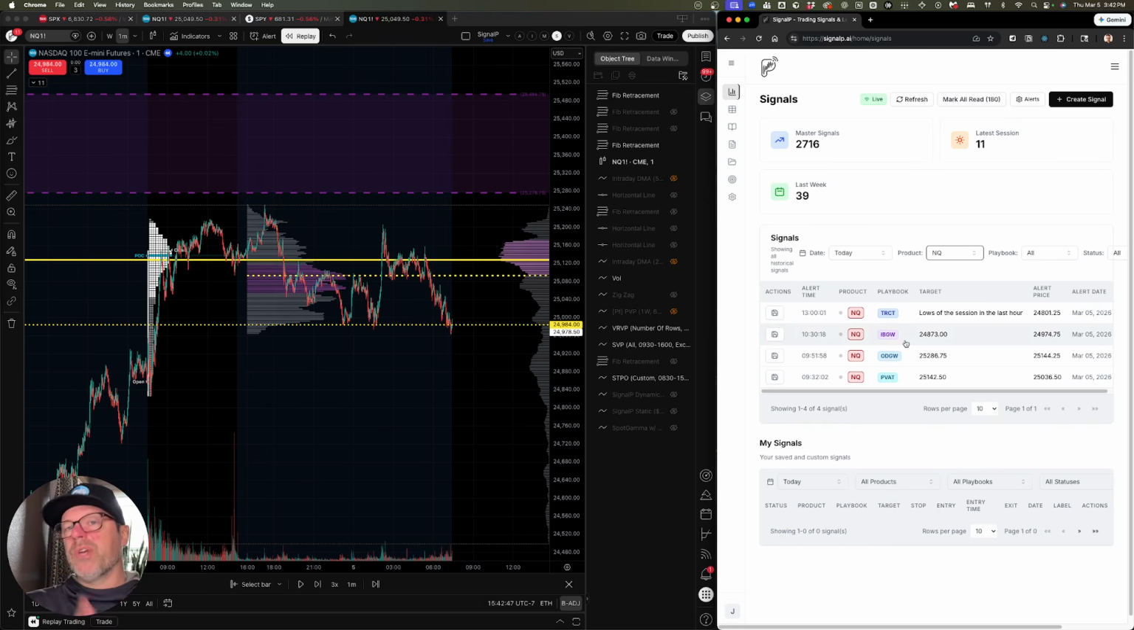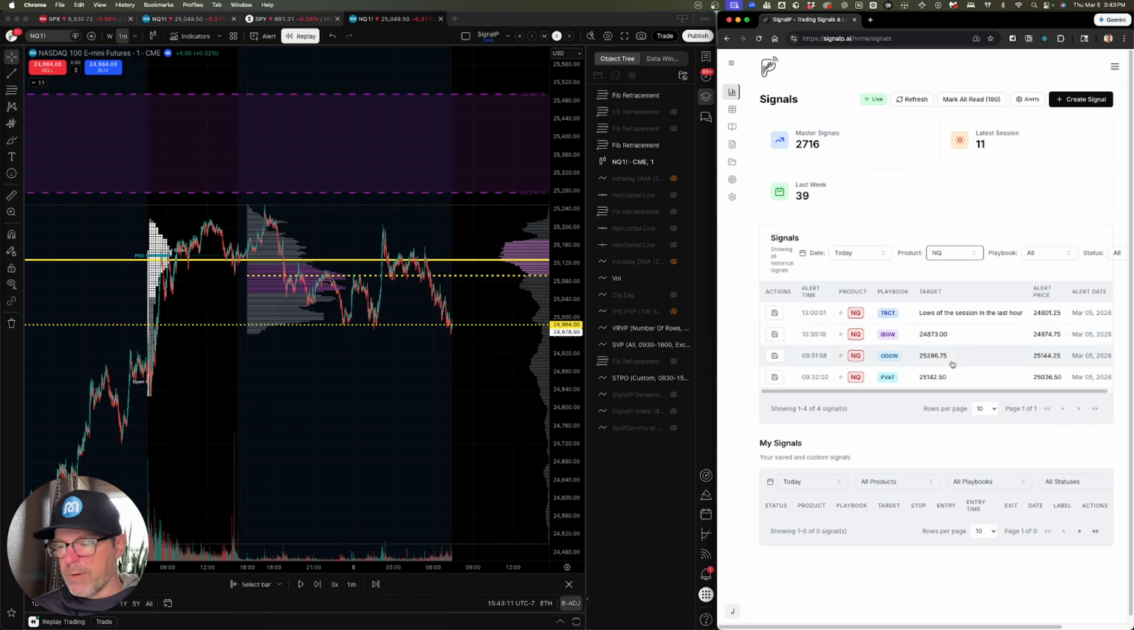I want to walk through each one of these and talk about the presenting condition. What are we looking for here? How could we have executed on that? And also, how would we have not executed on it? Because just because we see a signal doesn't mean we're actually going to take a trade. Some conditions are there, but now the question is, how do I make this work for me?